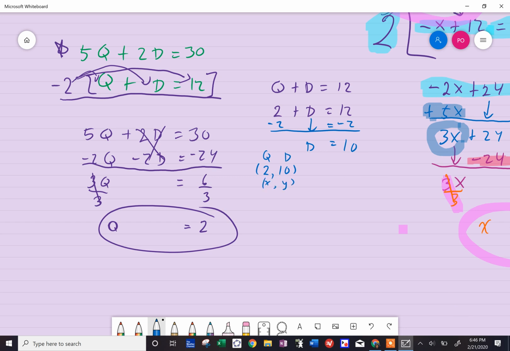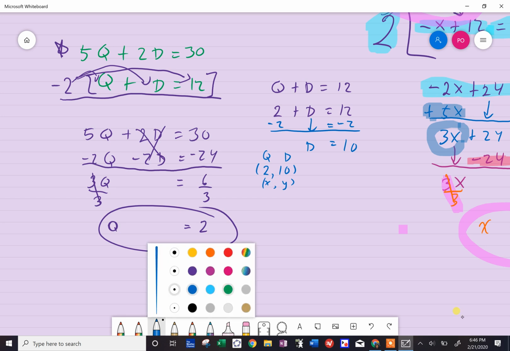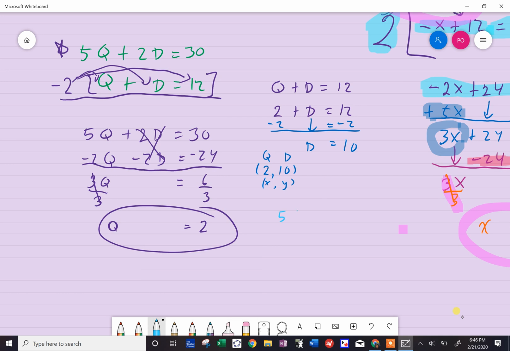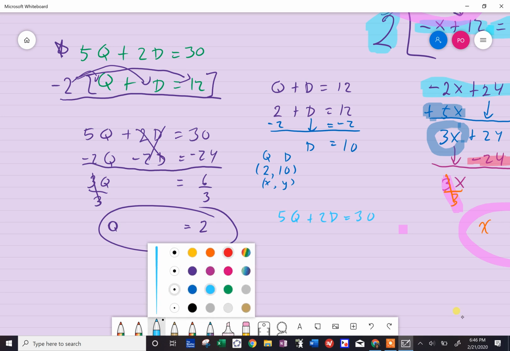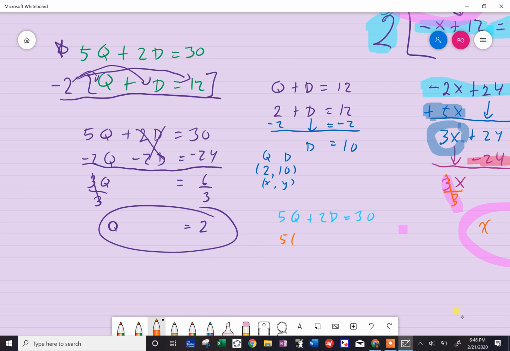Now, if you're very clever and you have plenty of time and you want to double check, which I highly recommend, go back to the very start where we said 5 quarters plus 2 dimes equals 30, and then plug in. So, I'm going to say 5 times 2, and if you're not sure where that 2 is, it's because that was our solution. 5 times 2 plus 2 times 10 equals 30, and let's make sure that's correct. I get 10 plus 20 equals 30. Is that true? Oh yes, 30 equals 30. Yes, we are awesome. We are the best, right, Phoebes?